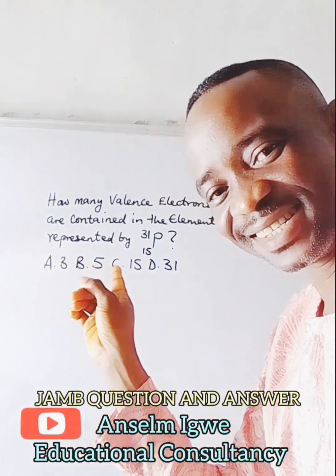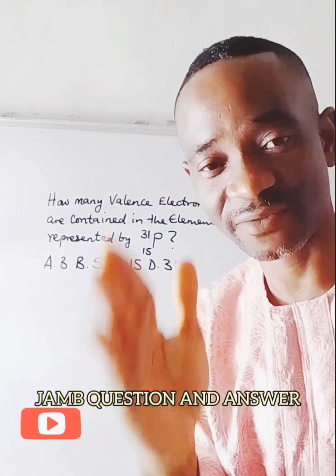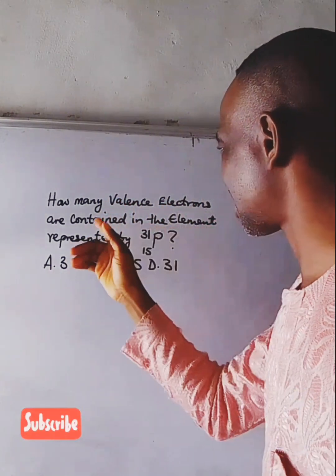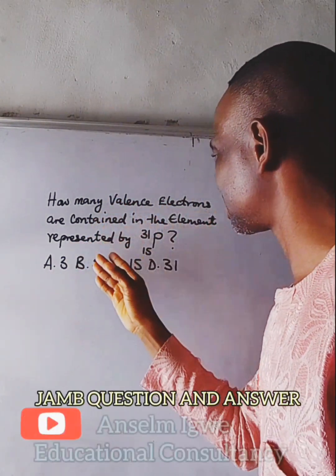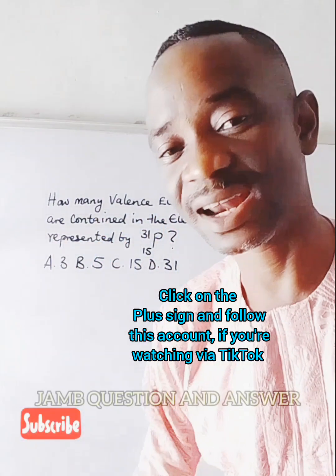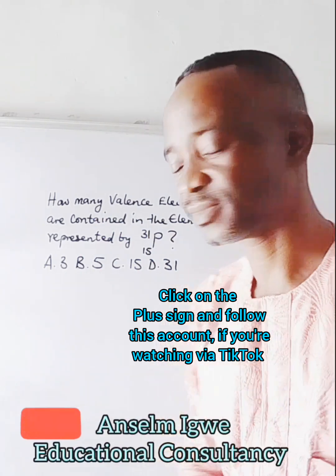Look at this. Can you solve it? It's a very simple one. How many valence electrons are contained in the element represented by P 31 15? How many valence electrons? That is just the question.